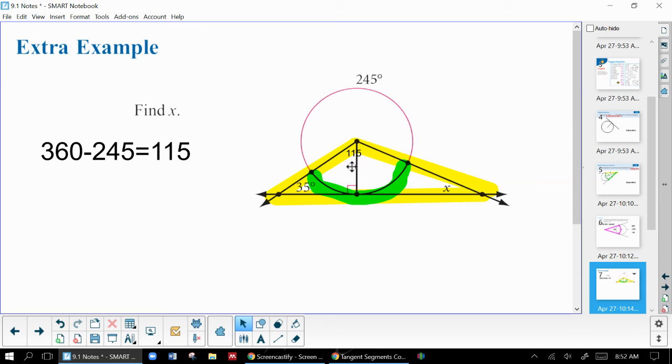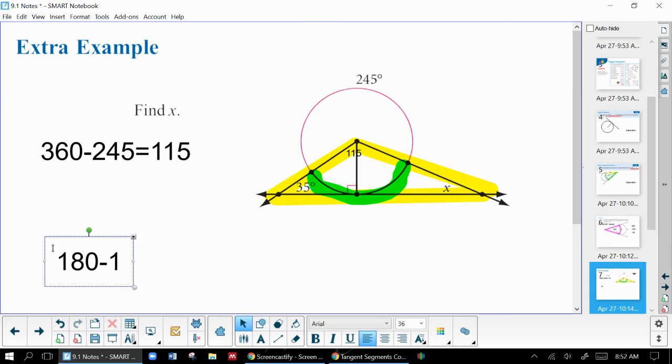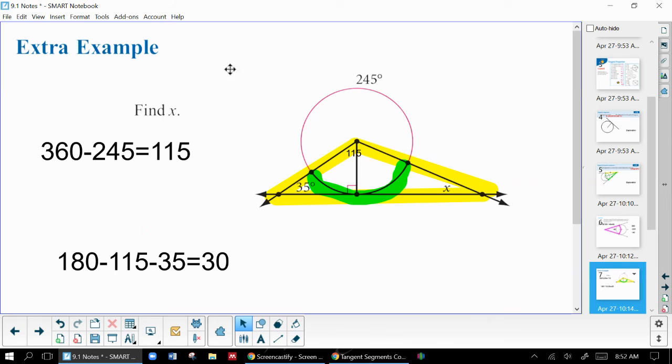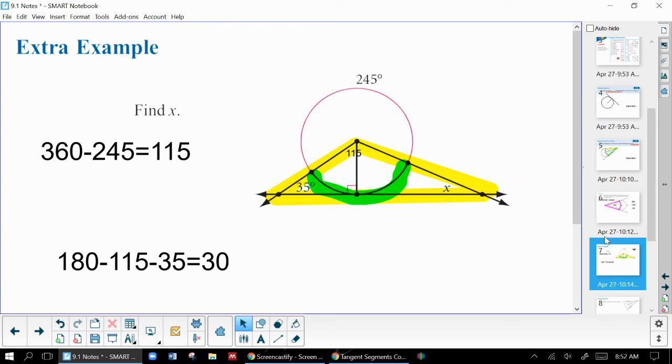And now I've got 35, 115, and x. I can just use my triangle sum theorem. So I can take the 35 and the 115 away from 180. And here you get 30 degrees for x. Again, if you can draw on this picture, write down the things you know right on the picture, highlight things, look for triangles, look for quadrilaterals. That is going to help you out a lot.